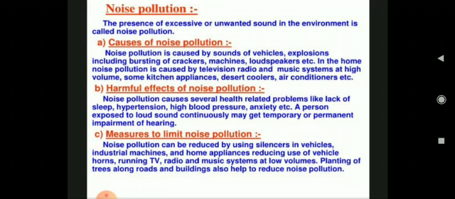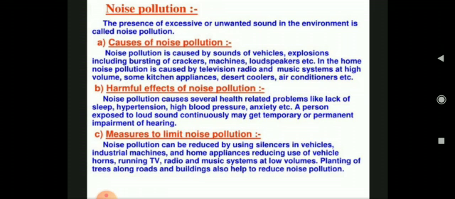Now if we talk about the harmful effects of noise pollution, students, the presence of excessive noise in the surroundings can affect human health in a number of ways. High noise pollution can cause hypertension, lack of sleep, anxiety, and many more health disorders. Sudden exposure to high noise levels can cause permanent deafness by rupturing the eardrum, and high noise can cause heart attack and death.